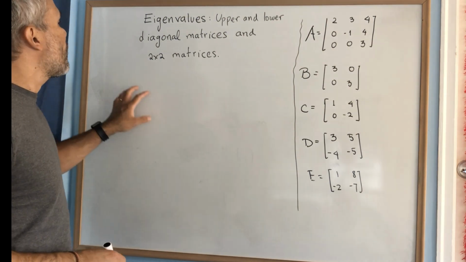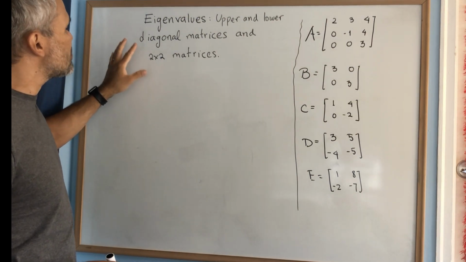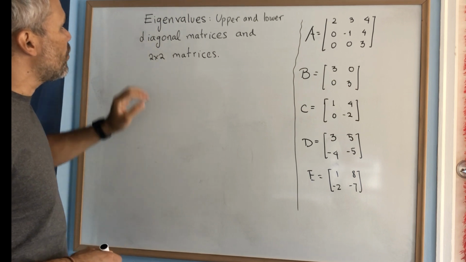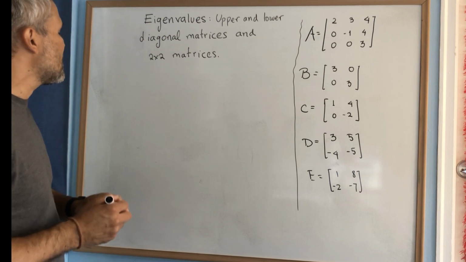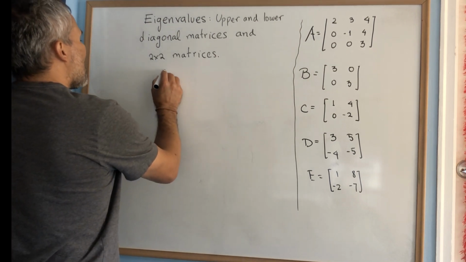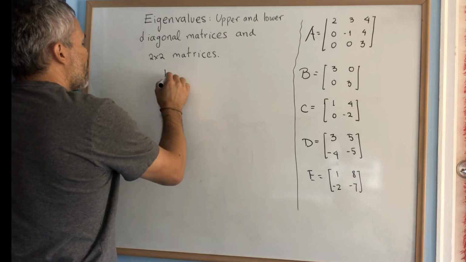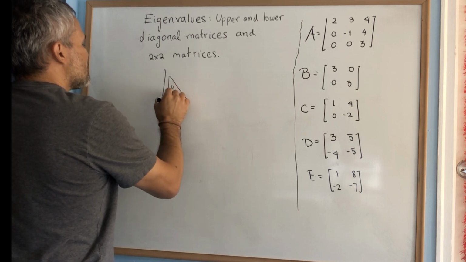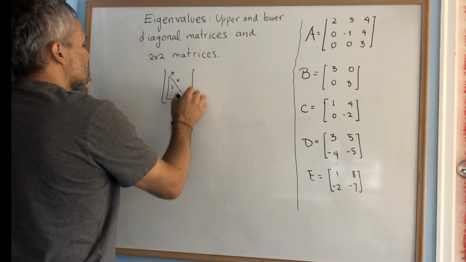In this video, we will study some matrices whose eigenvalues are relatively easy to compute. Those are the upper and lower diagonal matrices and 2 by 2 matrices. Remember that if we have an upper diagonal matrix, that means that below the main diagonal we have zeros, right? All of these are zeros, and here we may have numbers.